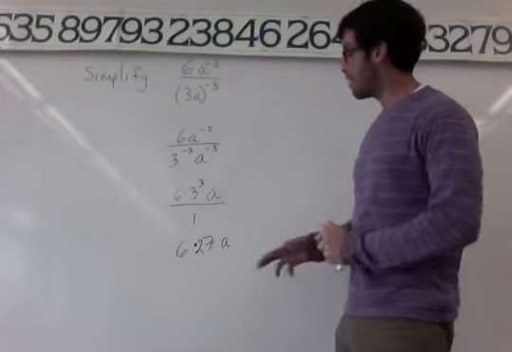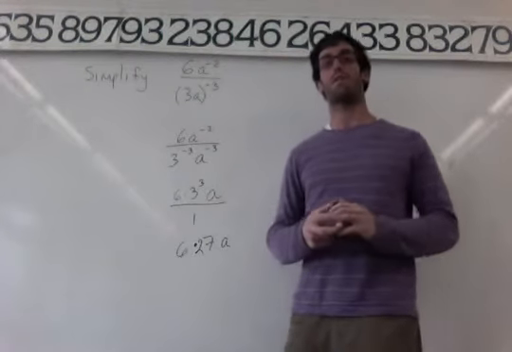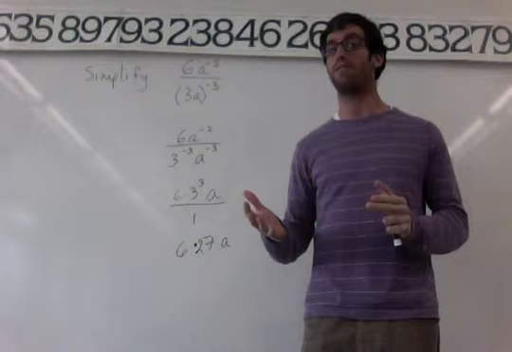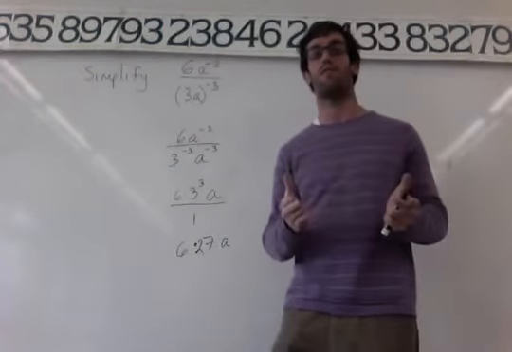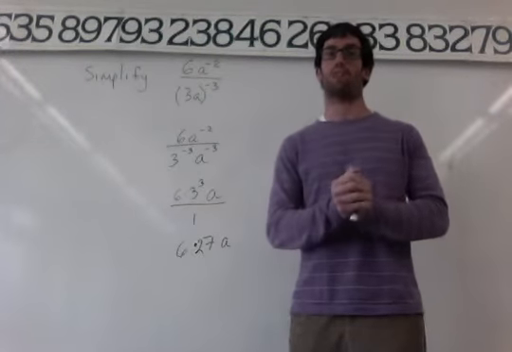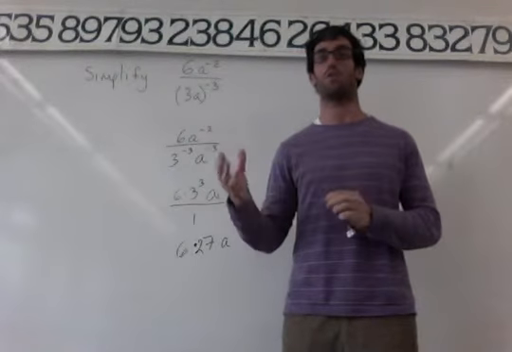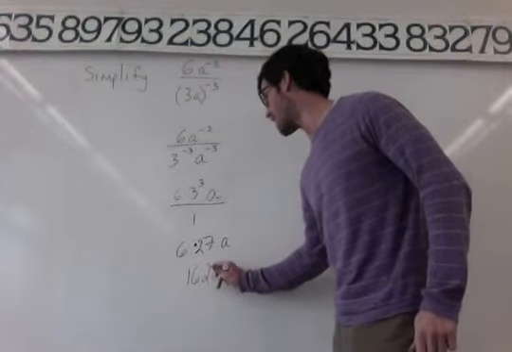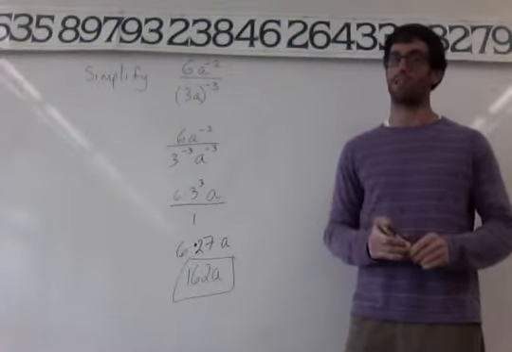But let's try. 27 times 5 isn't so bad, right? Because 27 times 10 is 270. 27 times 5 is 135. So if 27 times 5 is 135, we would just add on that 6th 27. Right? So 135 plus 27 is 162. So we have 162a as the answer. Okay? That's all.